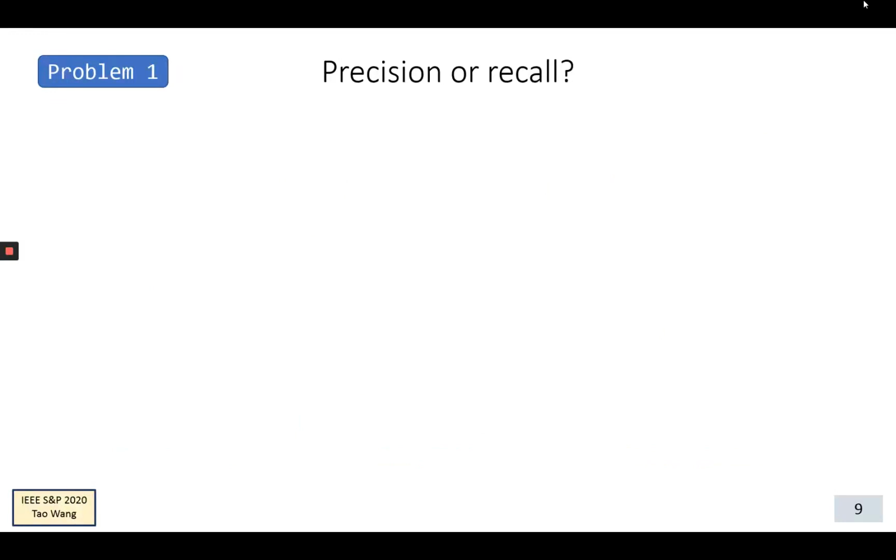Okay, so we are going to now try to answer two important problems to motivate our work. The first is whether we prefer precision or recall. Now, of course, naively, ideally, we will want to have both. But if we have to make a choice, which one should we prefer?